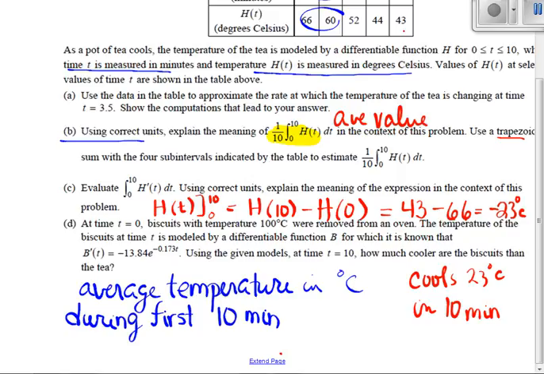Okay, at time t equals 0, biscuits with temperature of 100 degrees were removed from the oven. The temperature of the biscuits is modeled by B. You know the derivative of B. Using the given models at time t equals 10, how much cooler are the biscuits than the T?